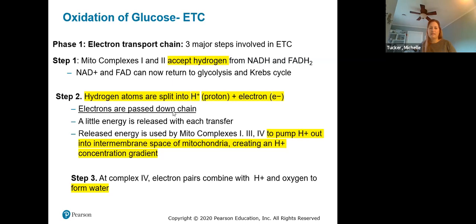The electrons are passed down from complex to complex, and a little energy is released with each transfer. That released energy is used by mitochondrial complexes 1, 3, and 4. You don't need to know the numbers. To pump hydrogen out, creating a hydrogen ion concentration gradient. So this is the whole purpose of the electron transport chain, is to create a hydrogen ion concentration gradient. At complex 4, electron pairs combine with hydrogen and oxygen to form water.